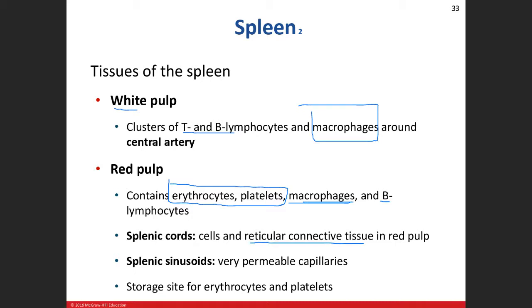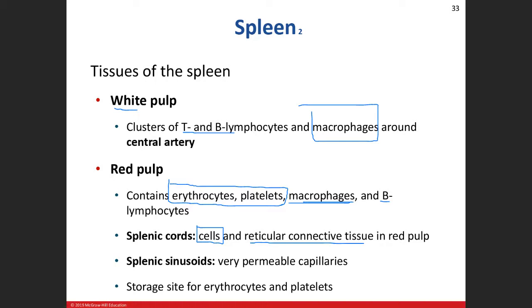If you remember from chapter 5 when we were talking about tissues, reticular connective tissue is that connective tissue that makes compartments, little rooms and whatnot. And in those rooms is where we're going to find our cells, and it could be any of the ones that I've talked about. It could be the white blood cells or the red blood cells and the platelets. So in those splenic cords, that's what we'll see.